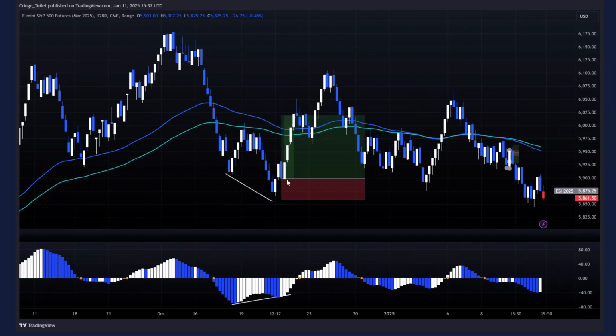We enter, we use the same parameters as we've talked about before for trades. So this is the 128 range chart. So we do a stop 160 ticks away, and then 3 times that for the take profit, which is 480.